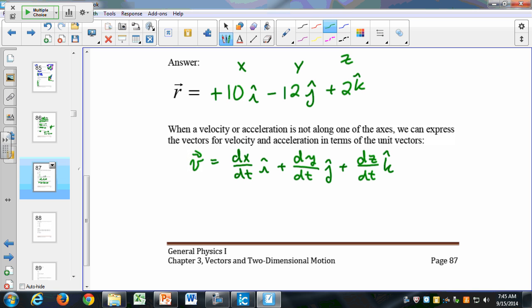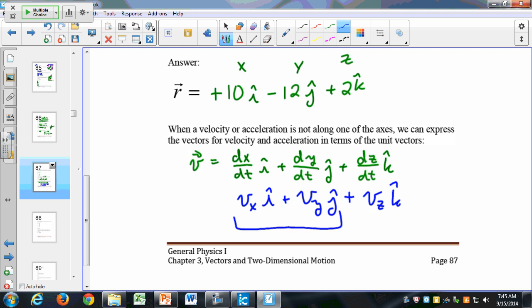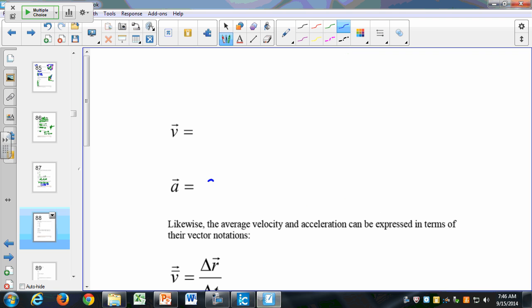Or you could also write this just as Vx in the i plus Vy in the j plus Vz in the k. When we get into projectile motion next time, we'll use this quite a bit because we'll be talking about motion in these two dimensions, in the x and the y. All right. We can also, similarly, do this with acceleration. So we could say a is equal to ax i plus ay j plus az k.